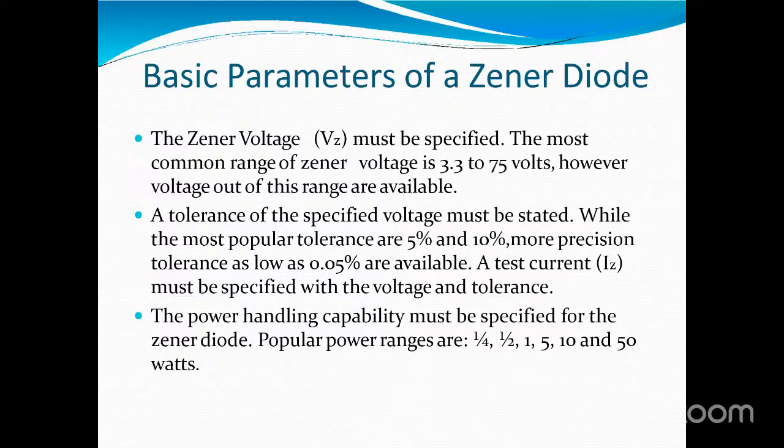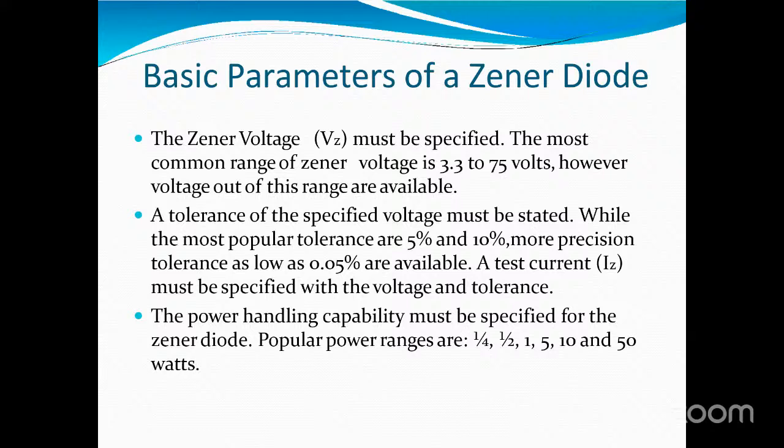Basic parameters of a Zener diode. The Zener voltage must be specified. The most common range of Zener voltage is 3.3 volts to 7.75 volts. A tolerance on the specified voltage must be stated. The most popular tolerances are 5% and 10%, and the precision tolerance is low, 0.05%. A test current, IZ, the Zener current, must be specified with this voltage and tolerance.